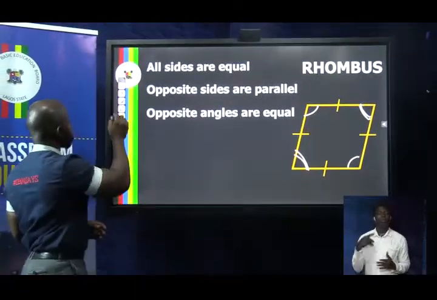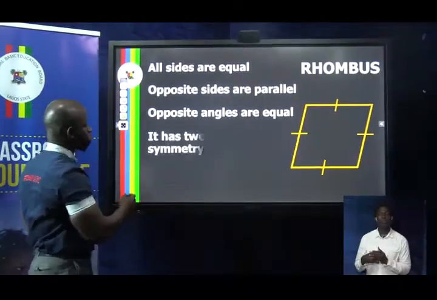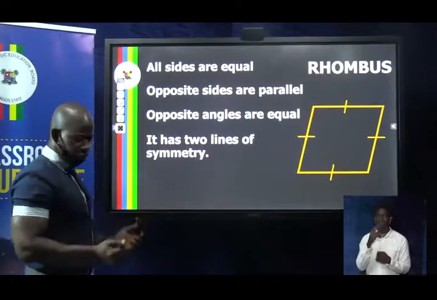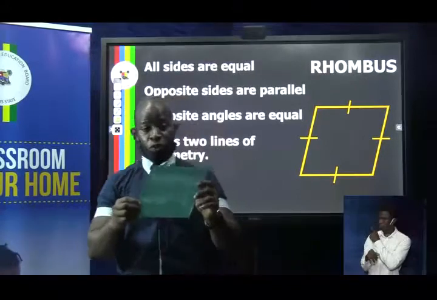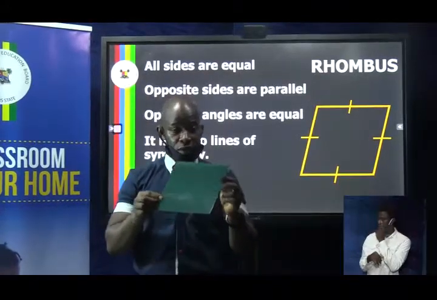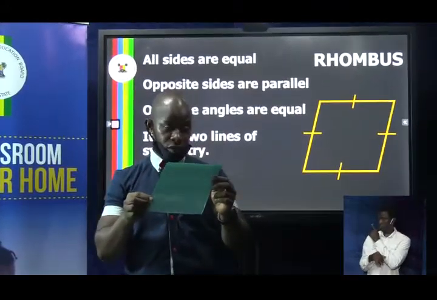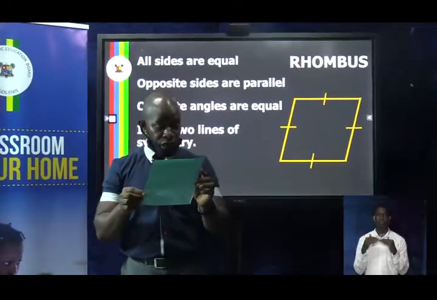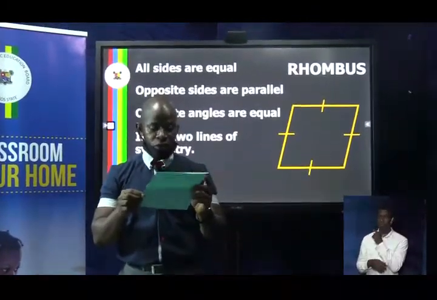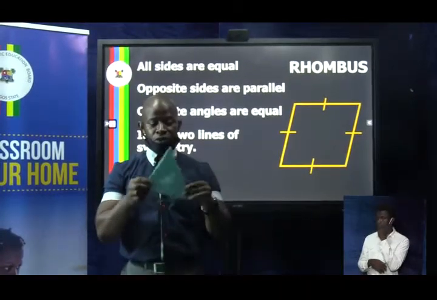What else do we have for rhombus? It has two lines of symmetry. I'll just demonstrate that. Now, this is a rhombus. Looks very much like a parallelogram, but a rhombus has all the sides equal. A parallelogram does not have all the sides equal. So let's find the two lines of symmetry. It's very simple. See?